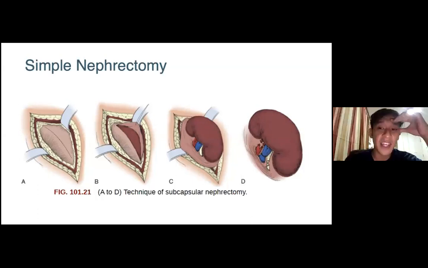So from a cranial approach, the vein is usually identified after the division of the ureter, and then a combination of the dissection follows. The vein is actually a picture of a subcapsular nephrectomy.